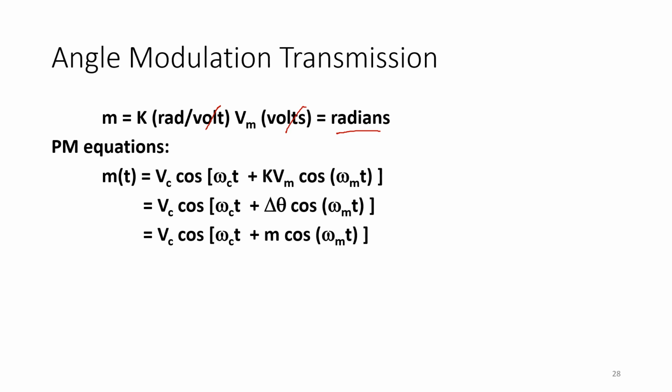Okay, so let us remember the PM equation. Put this in your mind: Vc cosine(omega_c t plus k Vm cosine omega_m t). Or Vc cosine of omega_c t plus the phase deviation, delta theta, cosine omega_m t, or m cosine omega_m t. So these are just the same. This is represented by the frequency, this by the deviation coefficient, this by the phase deviation, and this by the modulation coefficient. There are different representations, but they are just the same.